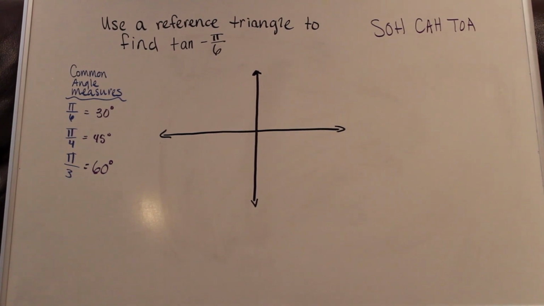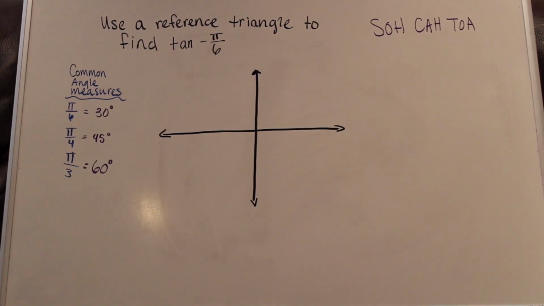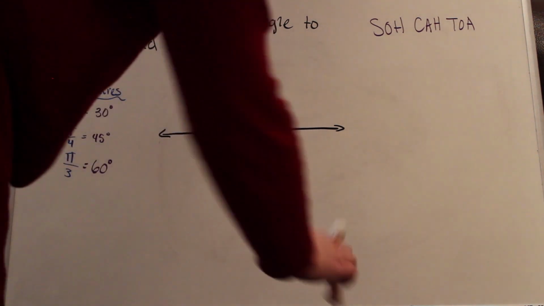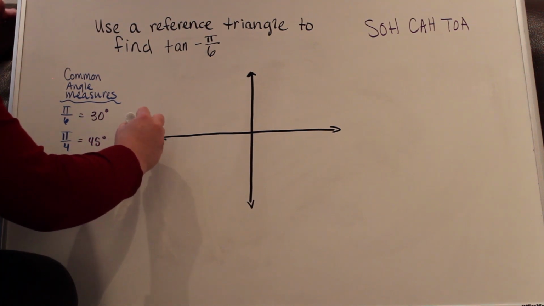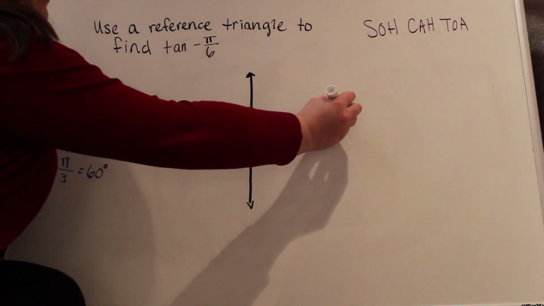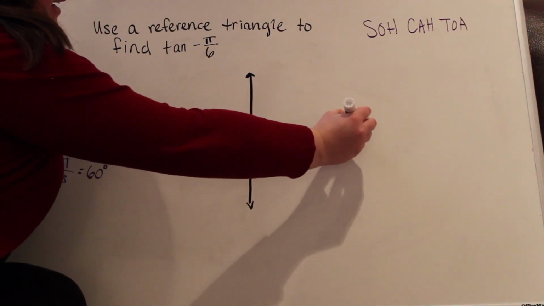All right, this is our final example, and we need to use a reference triangle to find tangent of -pi/6. Now, you'll notice that the angle measure is negative. So instead of going in the counterclockwise direction, we've got to go in the clockwise direction. First things first, let's label our x-axis with those radian values.